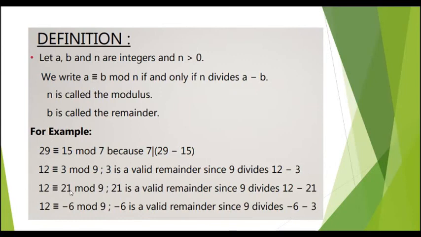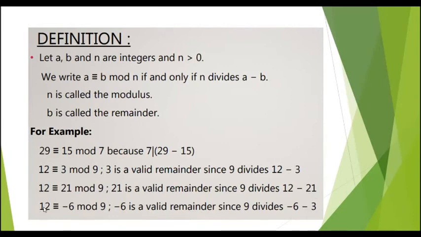12 minus 21, mod 9. So, counterclockwise direction po tayo. Kasi negative po siya, no? Negative 12 minus 21, the answer is 9. Pareho pa rin, 21 is a valid remainder since 9 divides 12 minus 21.